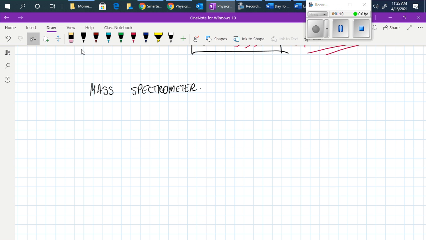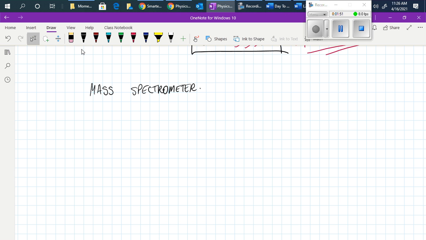Mass spectrometer is a device that is used to separate ions. Okay, what are ions? Let's recall it from chemistry. Sorry, isotopes, not ions, isotopes. Isotopes have the same atomic number, meaning number of protons, but different atomic mass, number of protons and neutrons. So they have more or less neutrons than what you see on the periodic table.